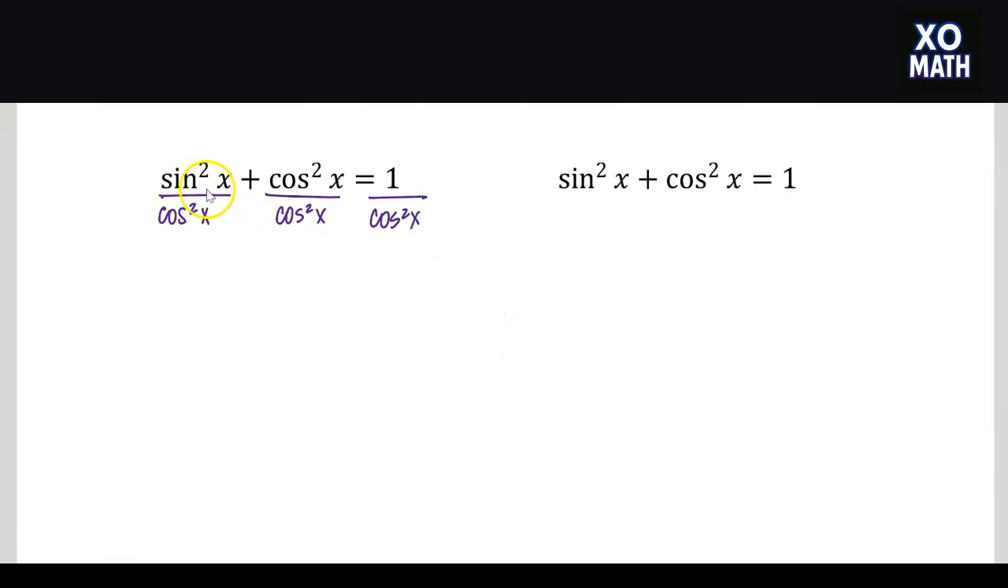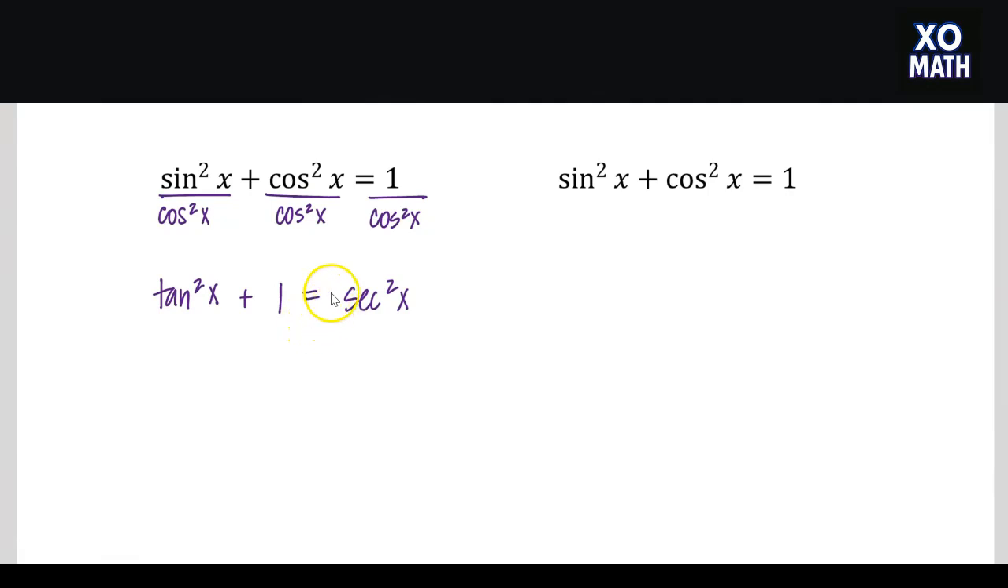Now from here, sine squared x over cosine squared x is a more familiar identity to students. It's simply tangent squared x. So I have tangent squared x plus cosine squared x over cosine squared x, which is 1. And 1 over cosine squared x is another more familiar identity. This is secant squared x. So this is a second Pythagorean identity.